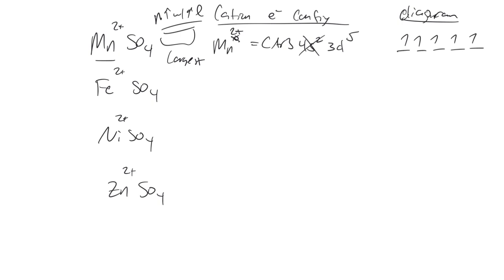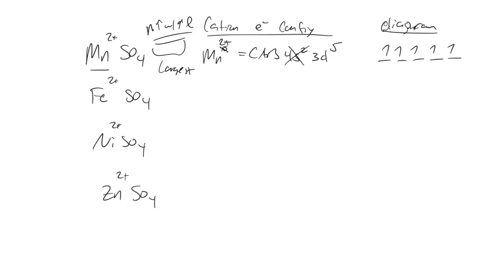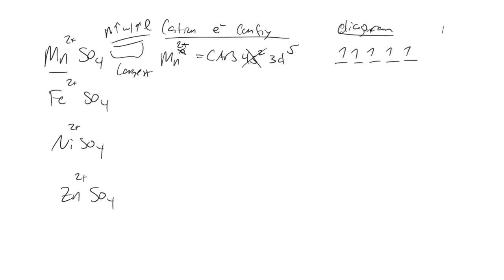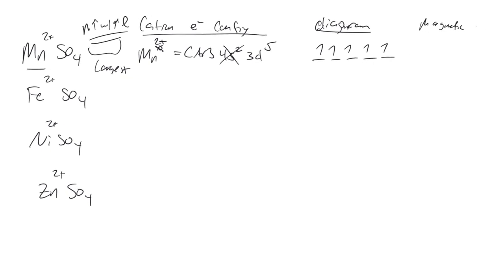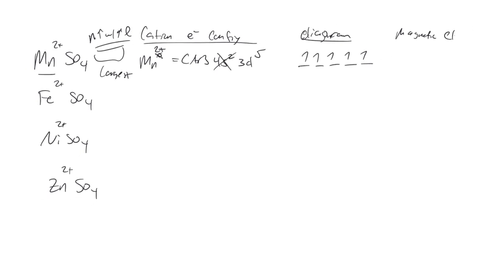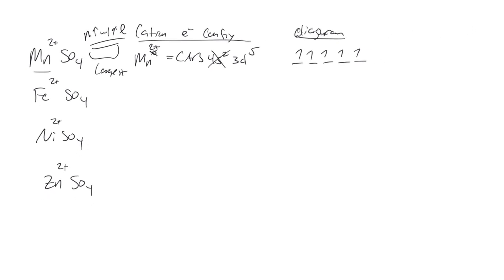Now, there's something really interesting with spin unpaired electrons. If we think about the magnetic effect, the magnetism of that compound or that sample, we give it the term paramagnetic. Paramagnetic means it's drawn into a magnetic field.